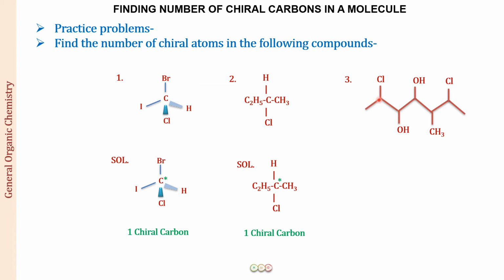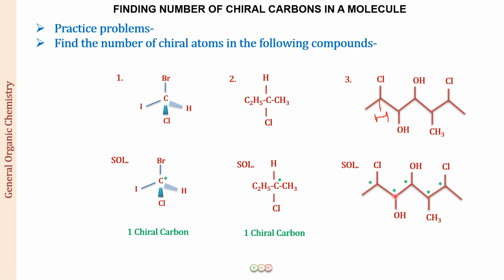This carbon over here will be attached to a CH3, a chlorine, and a big carbon group, and for the first position, what you're seeing, an OH. So we have different groups attached to this carbon, and the fourth one is going to be a hydrogen. So this carbon is going to be a chiral carbon.